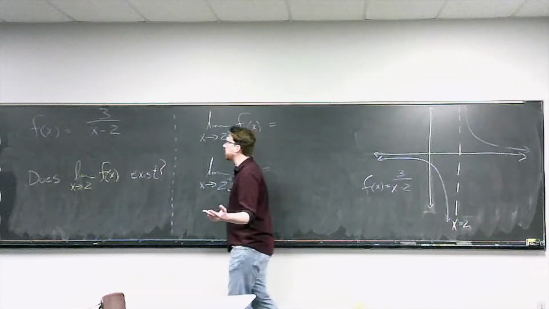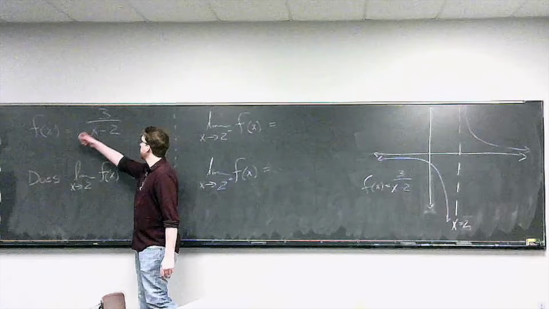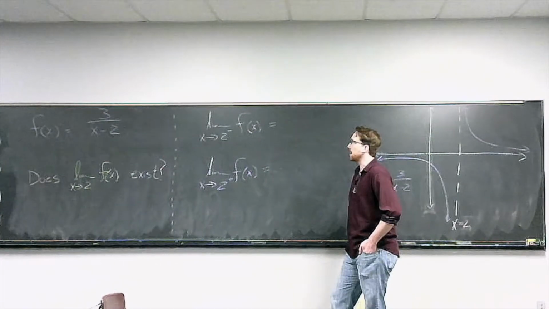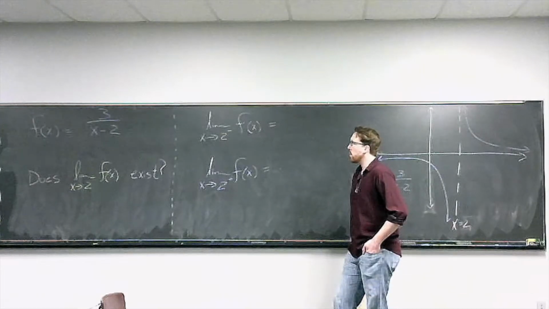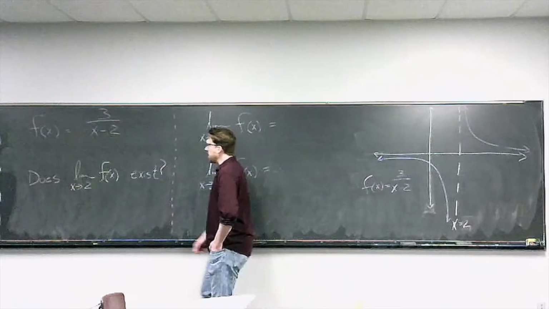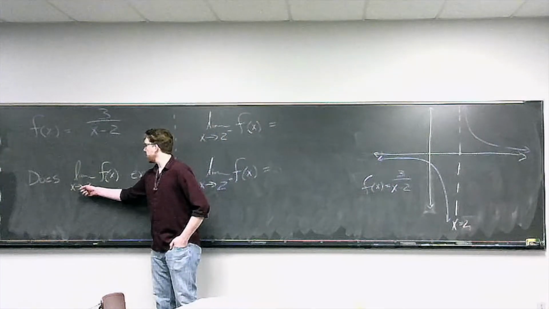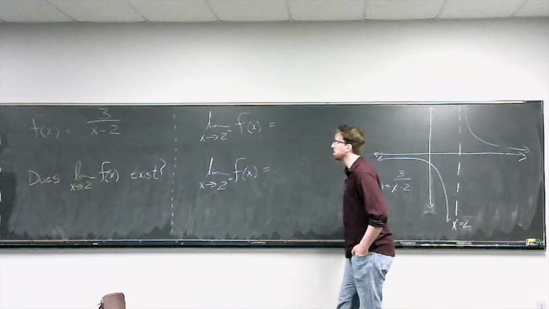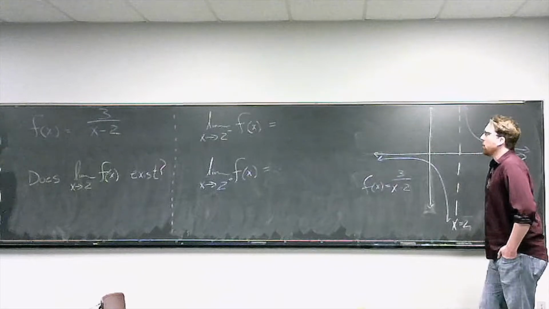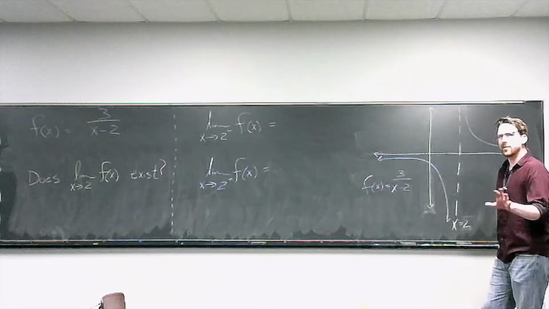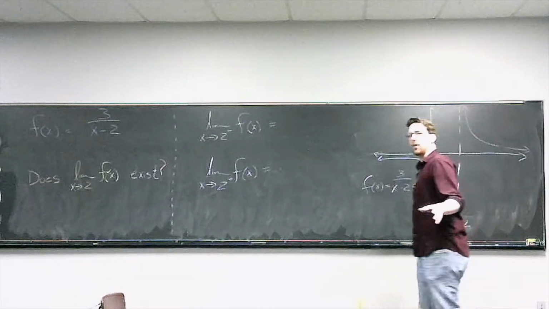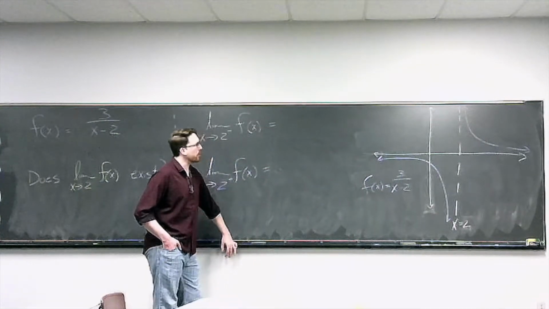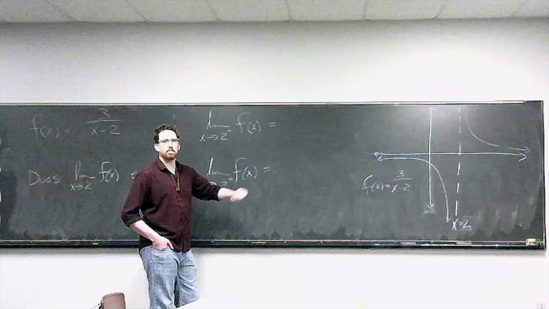Now, as another example, we've got the function equal to 3 divided by the quantity x minus 2. We want to know if the limit as x approaches 2 of our function exists. Well, let's consider this for a moment graphically. I think that'll be the easiest way to look at this. If we were to look at the graph of this thing, it would look like that.